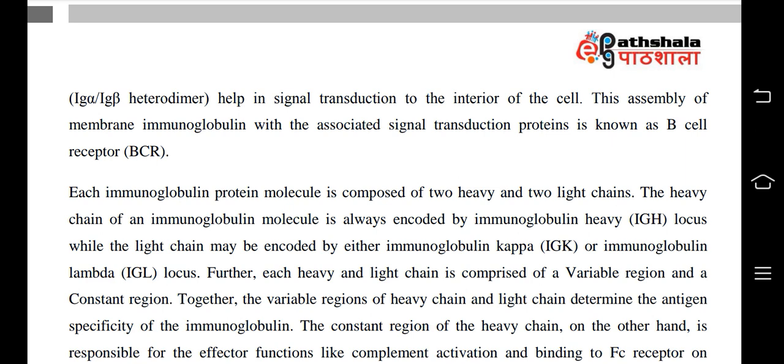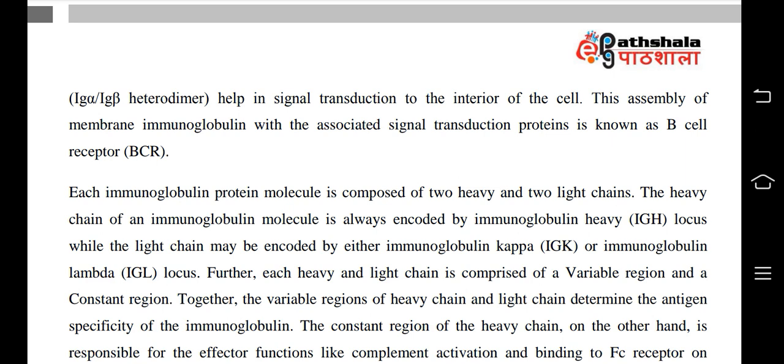Each immunoglobulin protein molecule is composed of two heavy and two light chains. The heavy chain of an immunoglobulin molecule is always encoded by the immunoglobulin heavy IgH locus, while the light chain may be encoded by either the immunoglobulin kappa, Ig kappa, or the immunoglobulin lambda, IgL, locus.